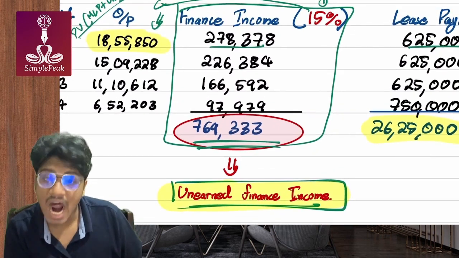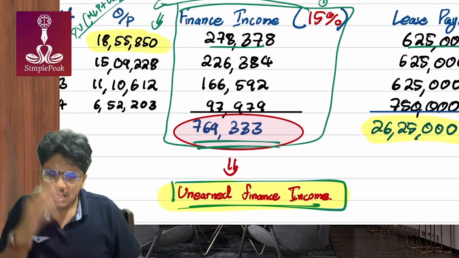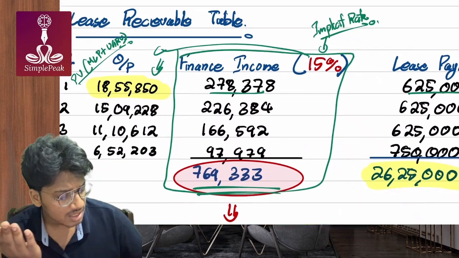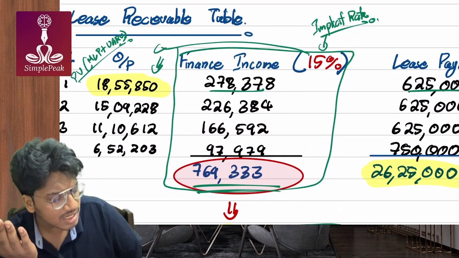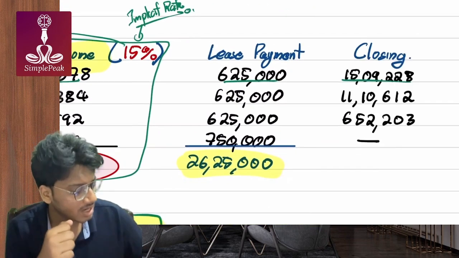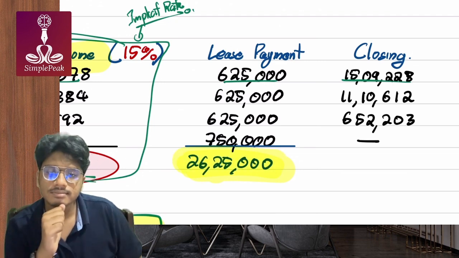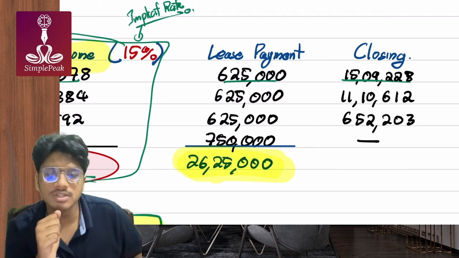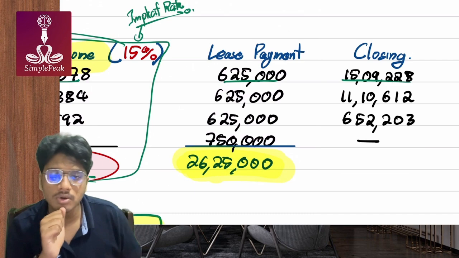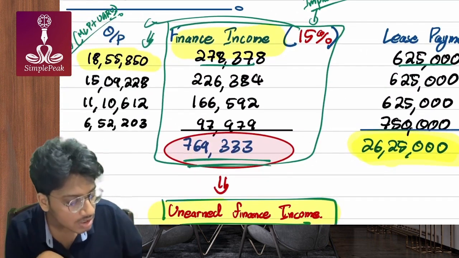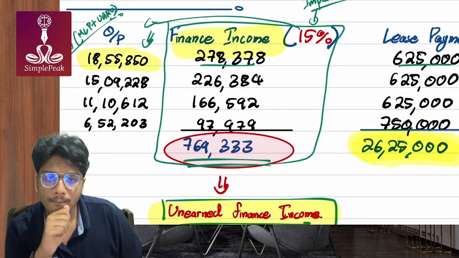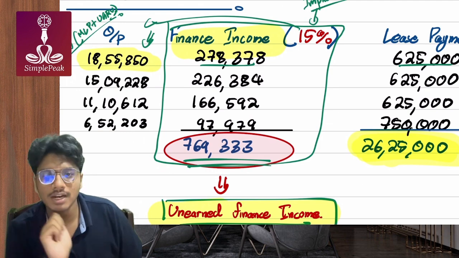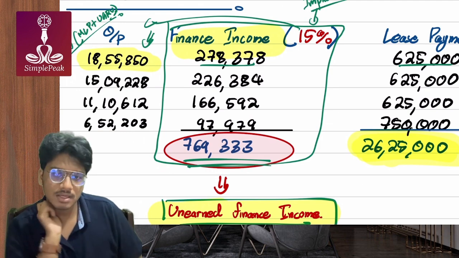Why did I say unearned finance income? Because from the perspective of the lessor, is he actually earning this finance income? He is earning the lease payment, right? He is earning this 26,25,000, the total amount. That's what he is earning, not the finance income. It is just for the sake of accounting. That is why it has been said so.